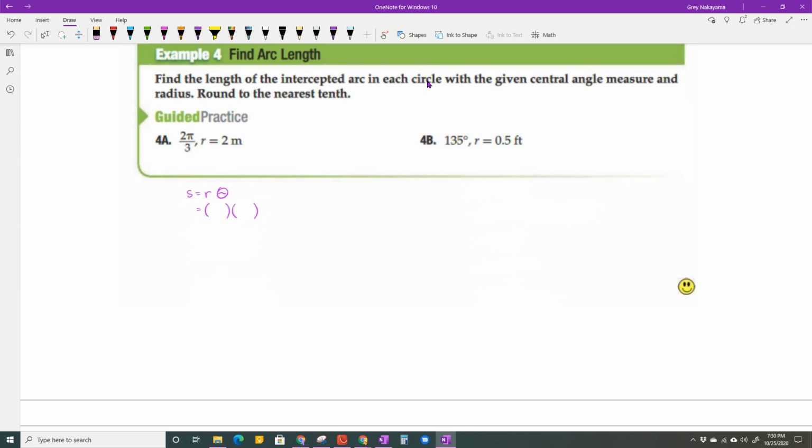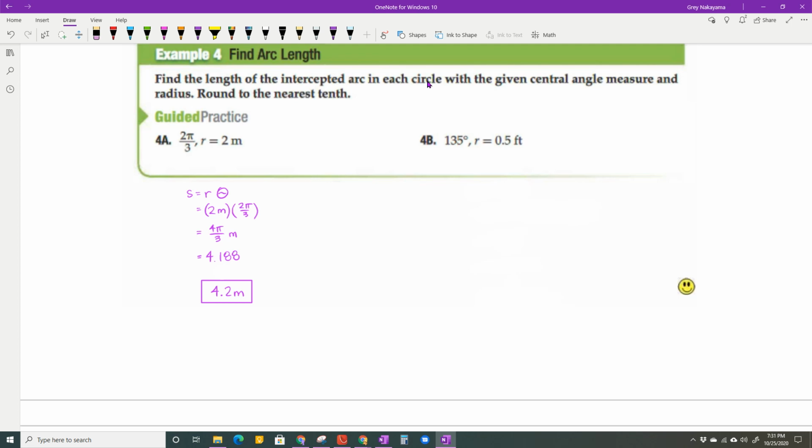So when I plug in, R is 2 meters. I would encourage you to keep your units within the problem. It just keeps things straight, especially when we get into area. And our angle is 2 pi over 3, which is in radians. So when you multiply that, you get 4 pi over 3, change it to a decimal, and round that to the nearest tenth. This is going to be 4.2 meters.